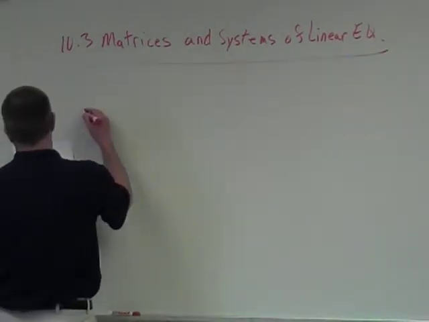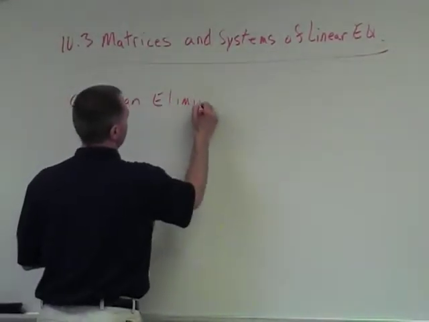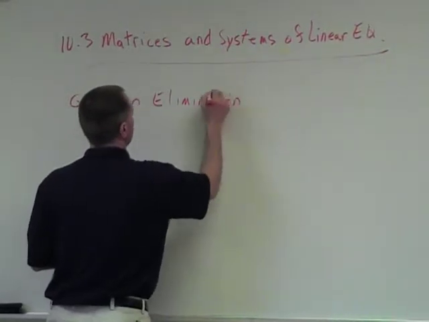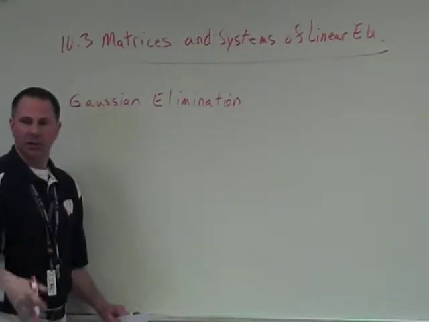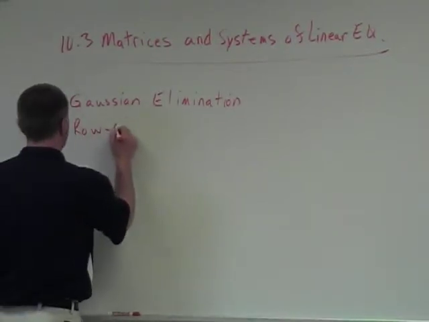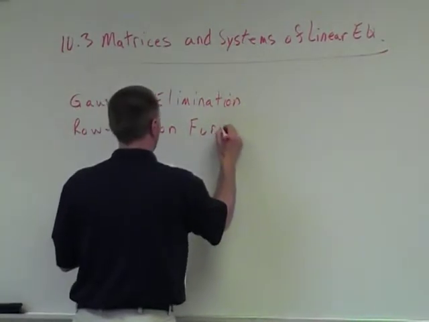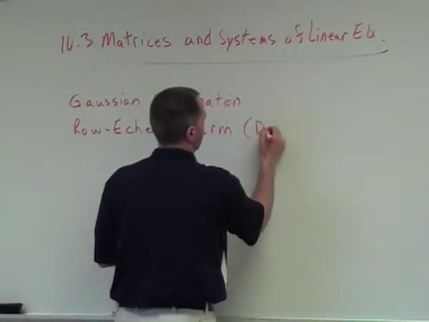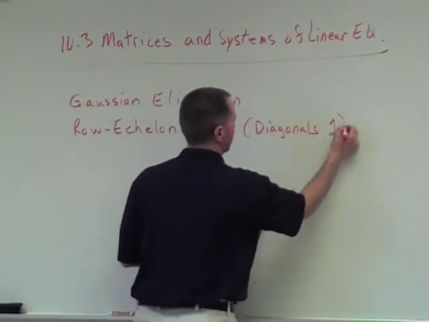Okay? Alright, so some terms that we need to make sure we understand. The Gaussian elimination, that's what you did yesterday. The only reason I'm sharing this stuff with you is so that when you get the instructions, you know what they're asking for, okay? Row echelon form. This is all stuff you did last year in Algebra 2. So row echelon form means that you have all your diagonals to be a positive 1.